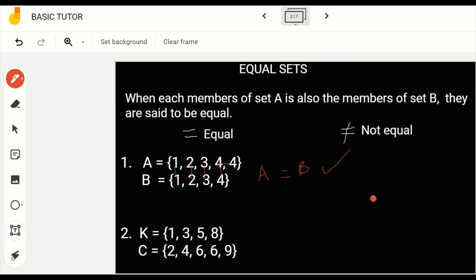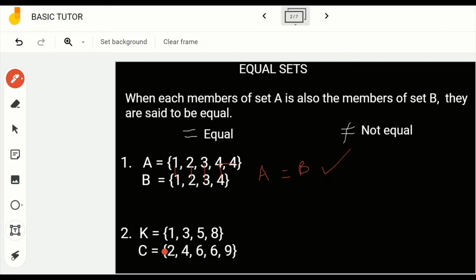Good job. All right, let's look at another question. Let's check if set K and C are equal. Now we have 1 in set K, there's no 1 in set C. We have 3 in set K, there's no 3 in set C. We have 5 in set K, no 5 in set C. We have 8 in set K, there's no 8 in set C. Now set K and C have no element in common.